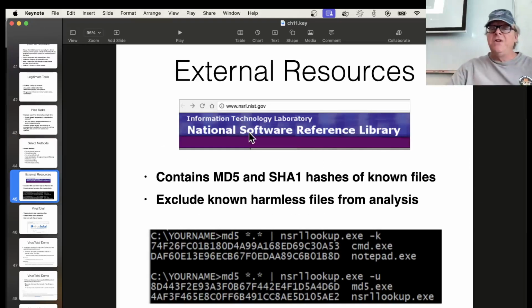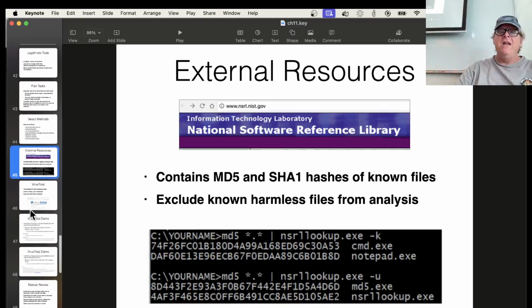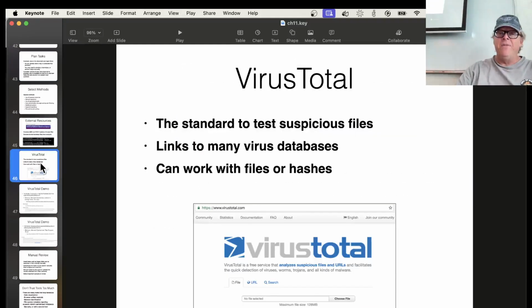There are external resources like the National Software Reference Library, which has hashes of known files. So you can just calculate a hash of every file, and any hash that matches this is not interesting. It's a known program file, system file. That will save you a lot of time. So here we are looking up things like cmd.exe, Notepad, MD5. These are all known files on my machine that had matching hashes, so I don't need to worry about them anymore. They're just an intact system file from a known producer and not indicating anything unusual like an infection.